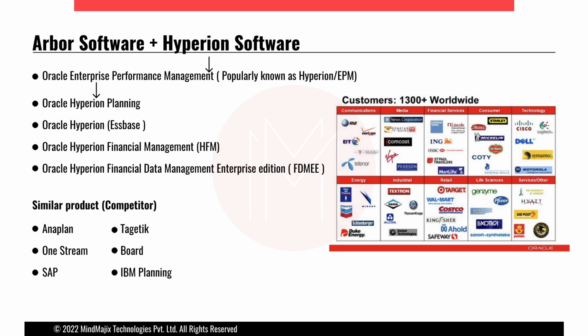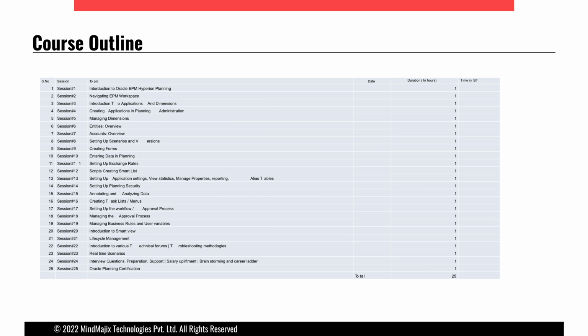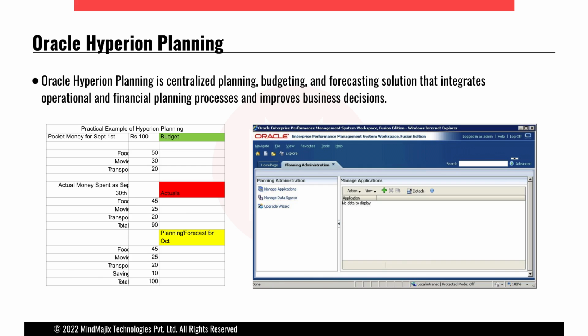So let's go to the course structure. So this is the course outline which I have designed. Okay, so in this course outline, I will introduce Oracle EPM Hyperion Planning. Again, that introduction I will do in an Excel sheet to give more understanding of what planning looks like. And then we will go ahead with navigating the EPM workspace. So this is the workspace. What are the tools, menus, what are the icons over here, what does this menu do? So we will navigate through that.